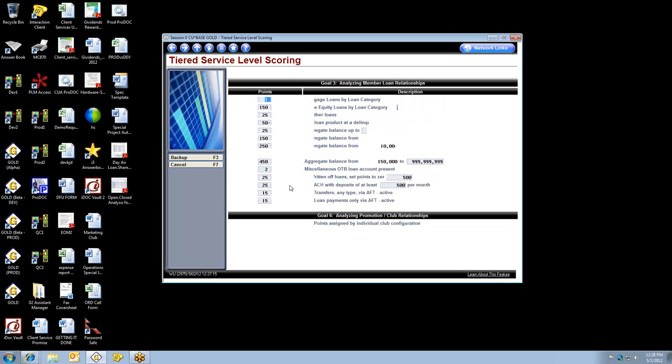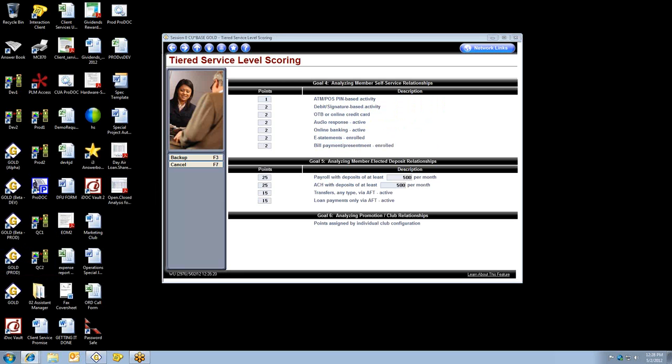Moving on. The next section is going to be self-service relationships. I have seen some credit unions in the past who start looking at self-service relationships and really rewarding this, maybe even higher than lending. Really, it's up to you how you want to reward these, but a lot of these particular options within self-service have a direct impact to your bottom line.